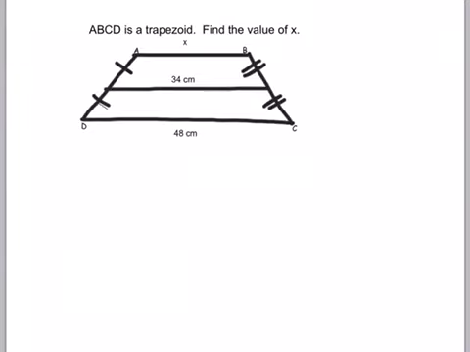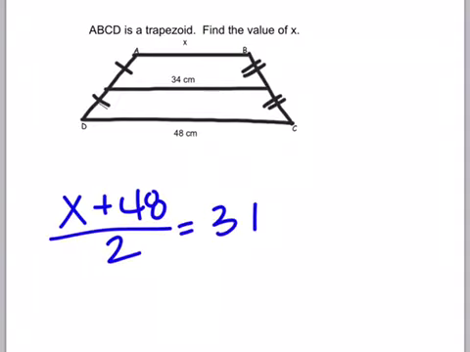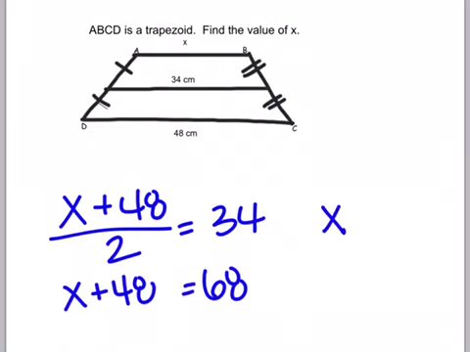ABCD is a trapezoid. Find the value of x. Try this one on your own. Unpause when you're ready to check. Looking at this one, I now am given the average, so I know that x plus the bottom 48 over 2 is equal to 34. That means x plus 48 is equal to 68, which means x is 20 centimeters.